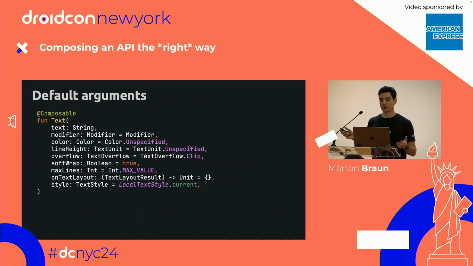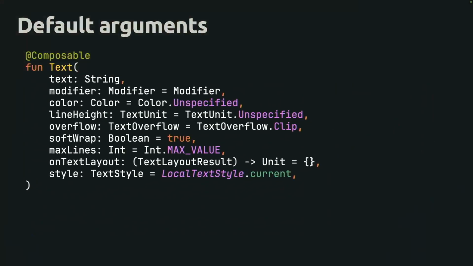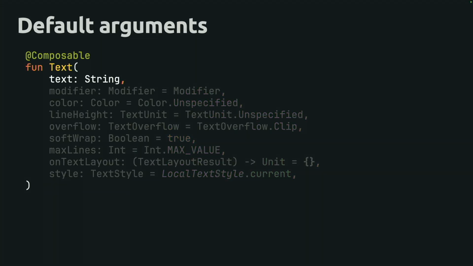Something that exists in Kotlin that Compose makes great use of is default arguments. You see this all over Compose code. Here we have a basic example of a text component. And as you can see, it has a lot of default arguments, which means that while it has a lot of customization, you can also just call it by passing in a single string, and that will already give you something that works on its own.